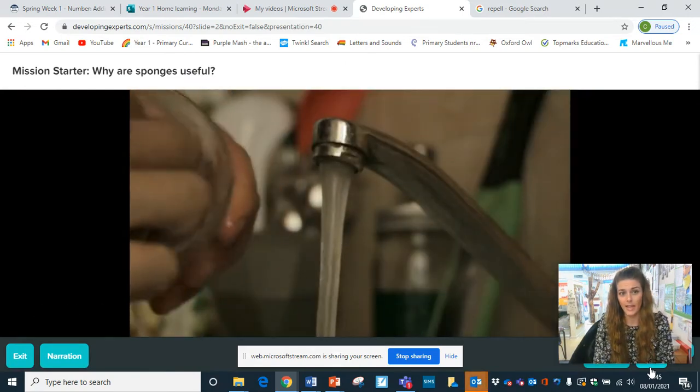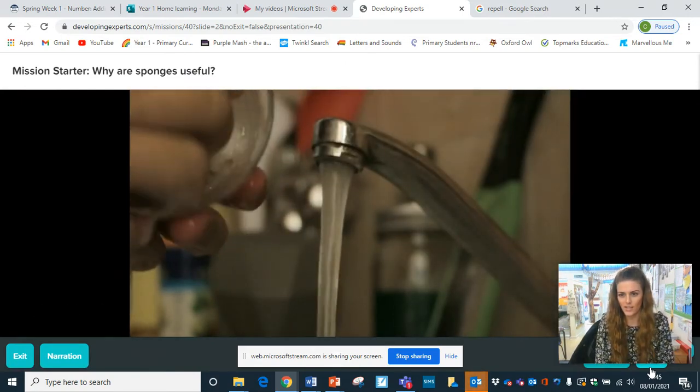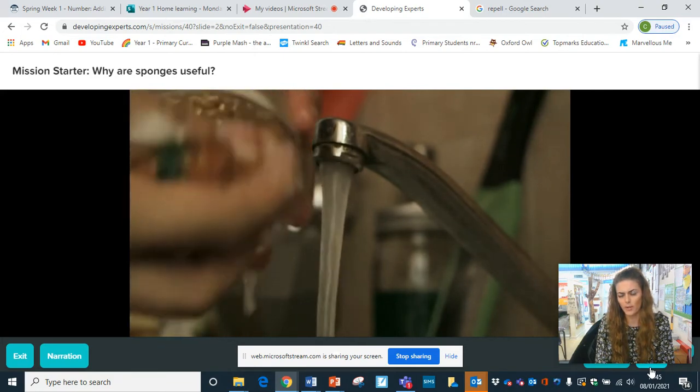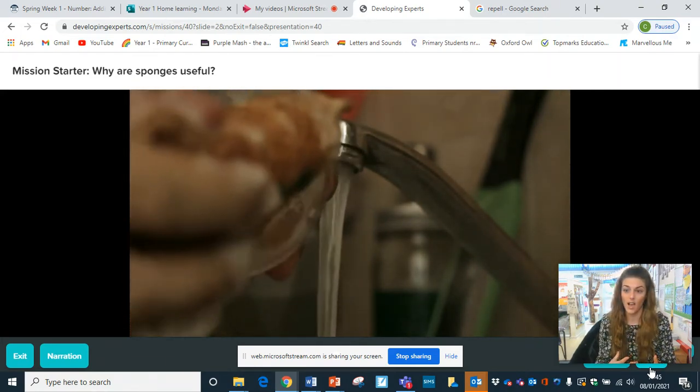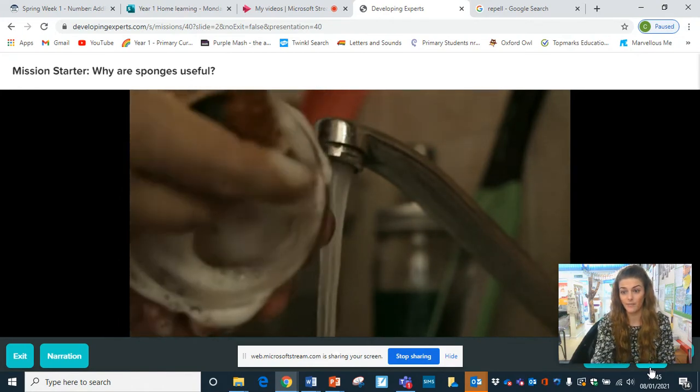So I want you to have a think about why sponges are useful. So why do we use sponges? Why are they good? And why do we use sponges for washing and for cleaning?